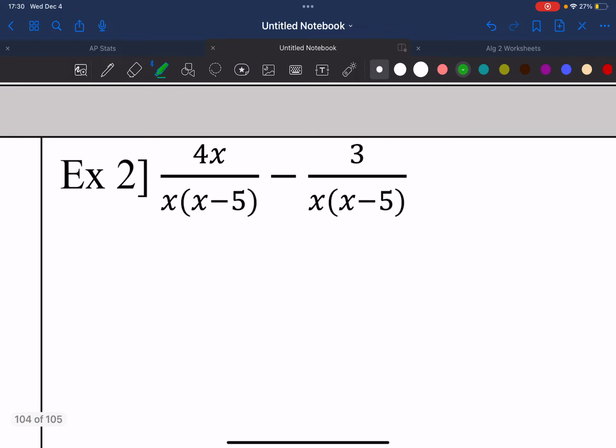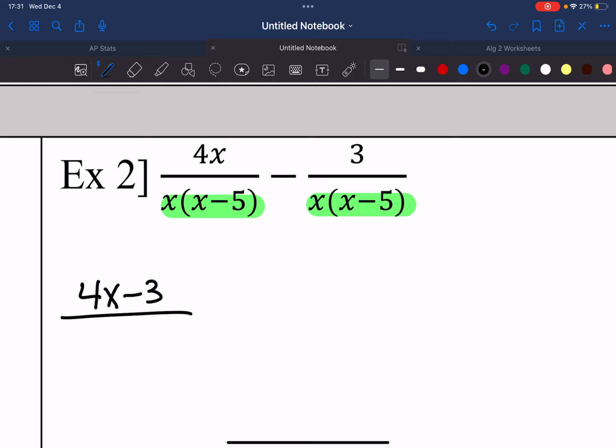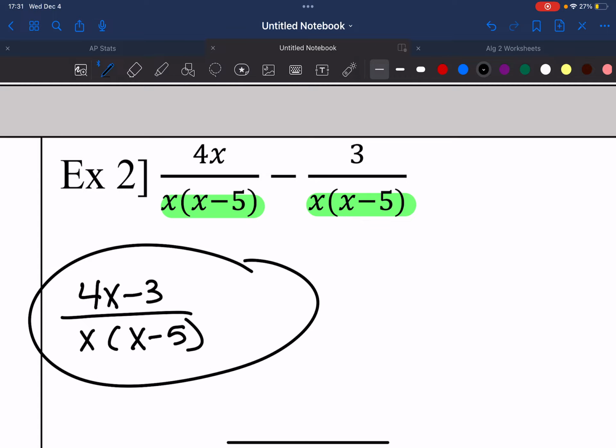Example 2. Notice how they have common denominators of x times x minus 5. Since they have common denominators, we are going to combine the numerators. But notice we have a 4x and a 3. These are not like terms, so we can't combine them together, but instead just write them side by side. So we have 4x minus 3 over x times x minus 5. That's our answer.